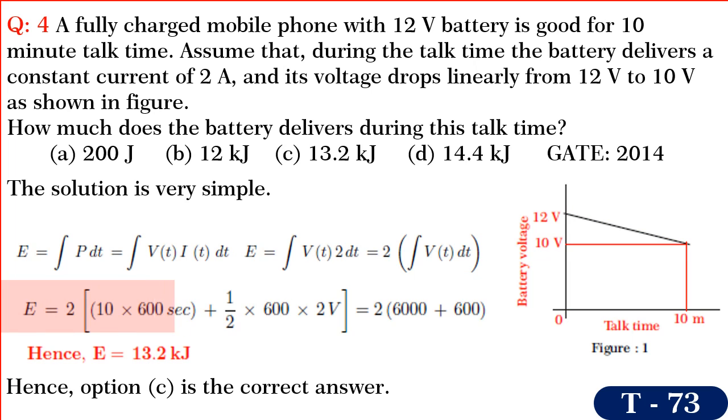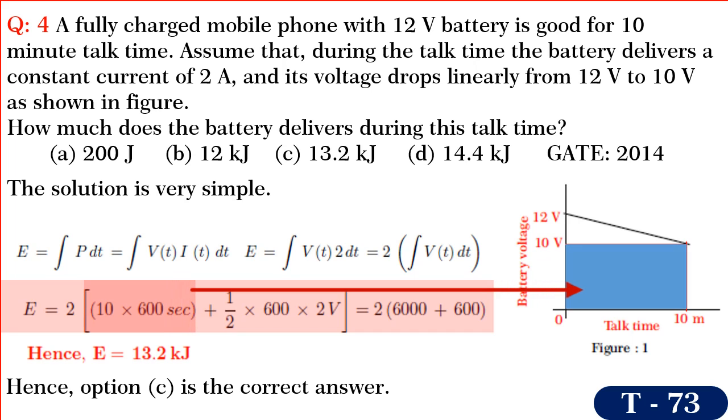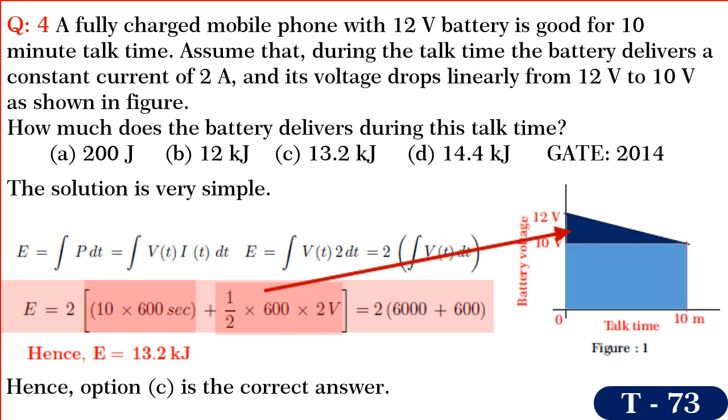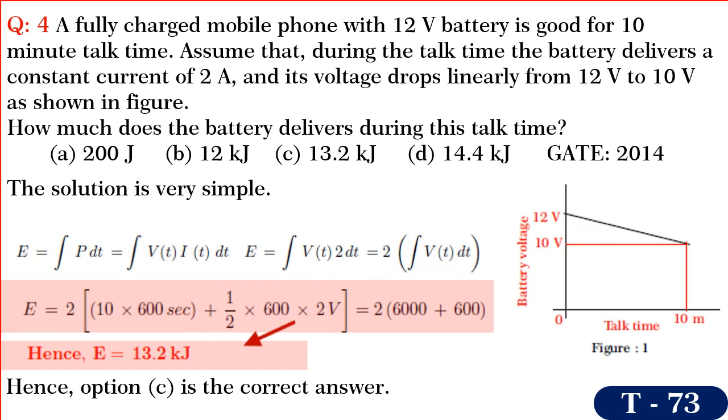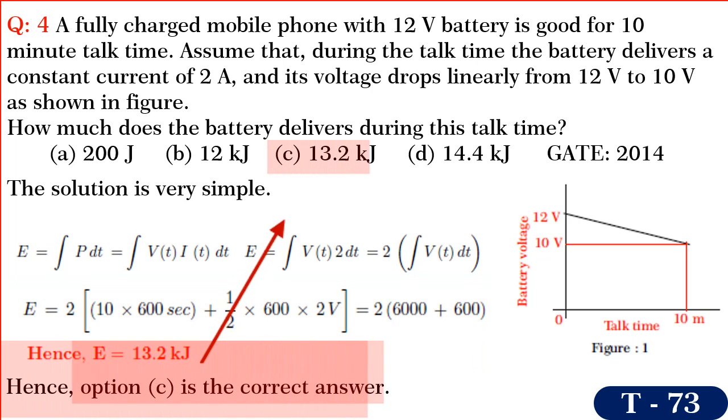So, E is equal to 2 into bracket 10 into 600 seconds plus half into 600 into 2 volts, and that we get energy supplied is equal to 13.2 kilojoules. Hence, option C is the correct answer.